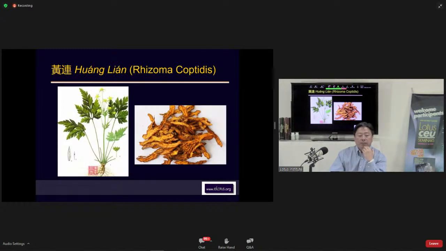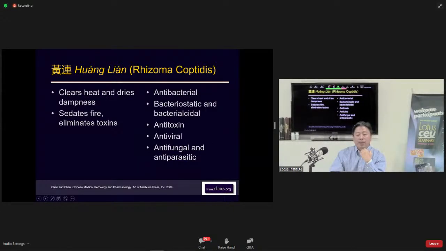So huanglian, this is what the plant looks like, and this is what the raw herb or bulk herb looks like. A little bit of review into herbology 101. The TCM classic description is that huanglian is an herb that clears heat and dries dampness, and it sedates fire and also eliminates toxins. The classic description is useful to give you a general guidance of what the herb does, but in a way, it's also a bit vague. It doesn't convey a lot of specific information.